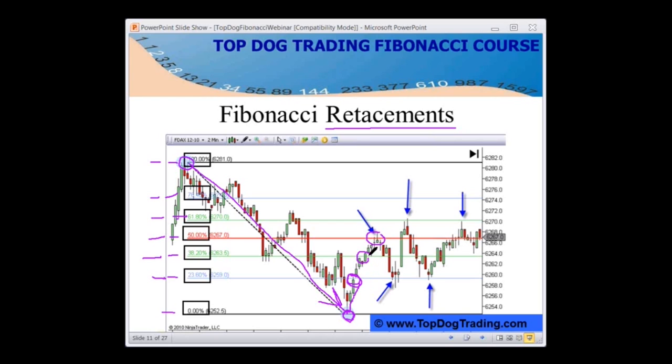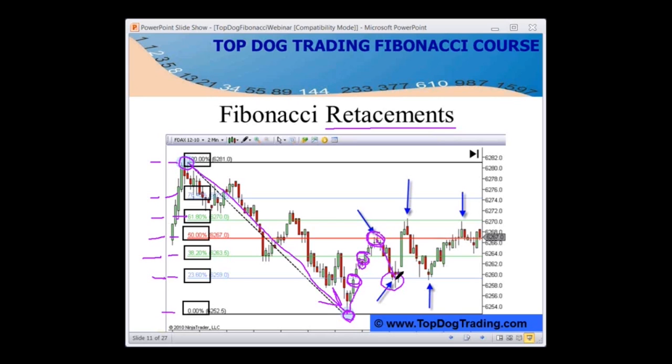Then we got to the 38.2. Again, you could say there was maybe a little hesitation because we have a little inside bar there, but still really did not show any resistance. There's no bounce off of it. It just goes straight up to the 50% level. And then that one it does bounce off of, and it comes down to the 23.6 and provides support there.